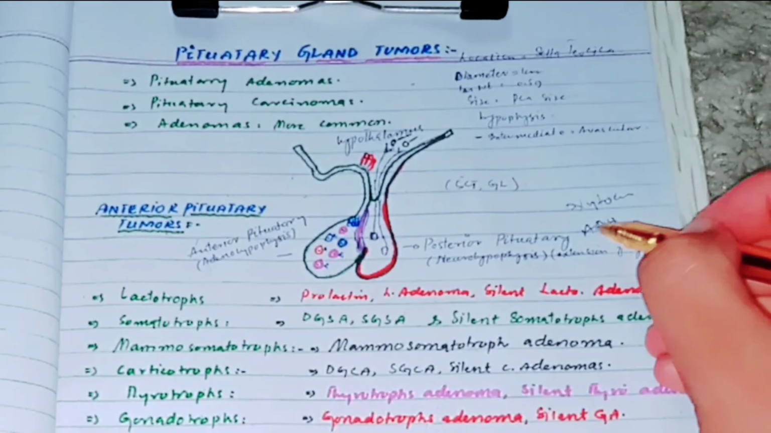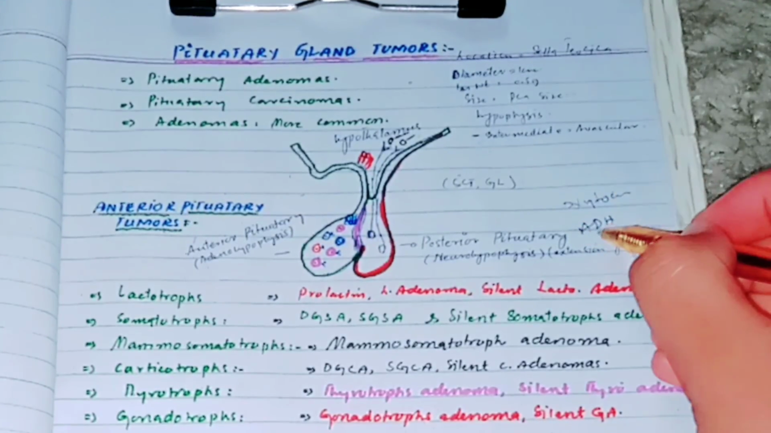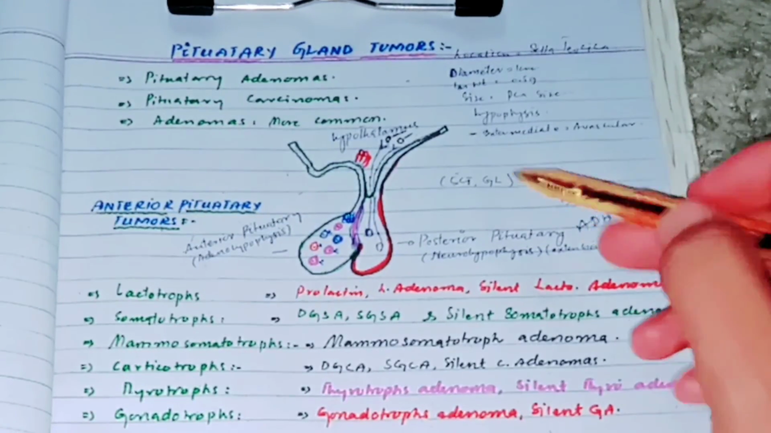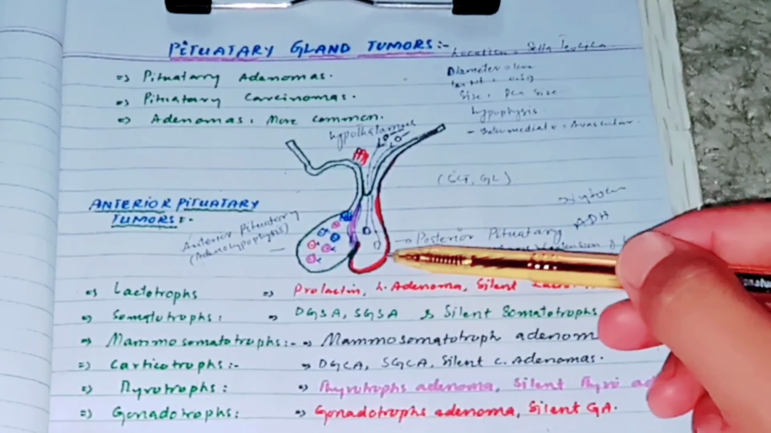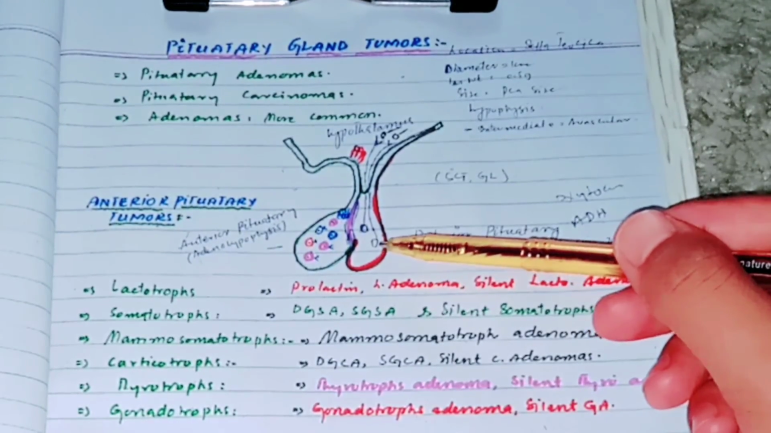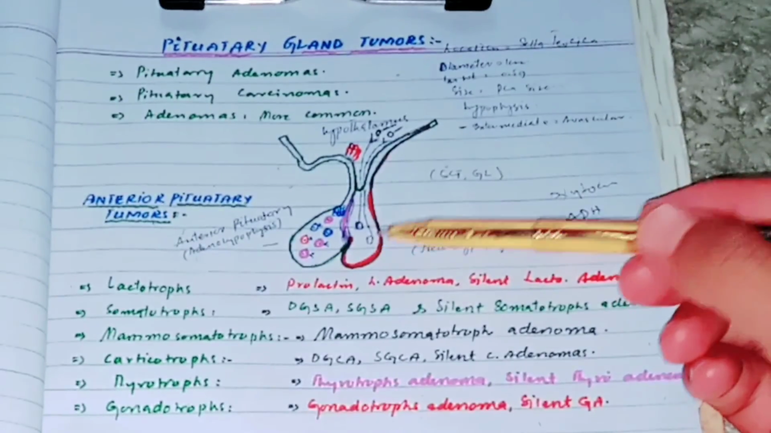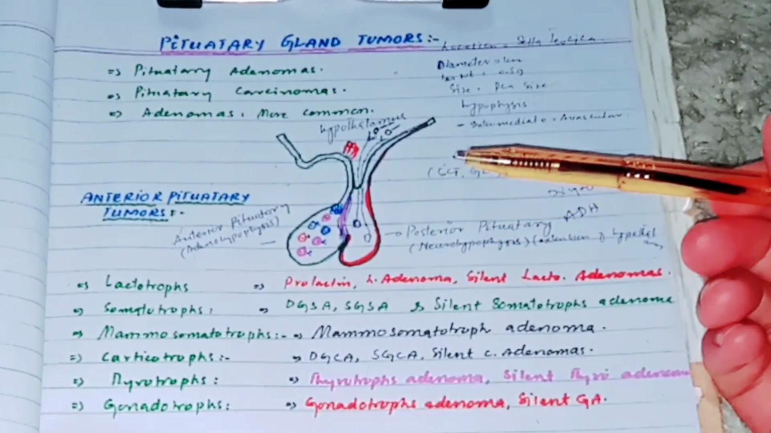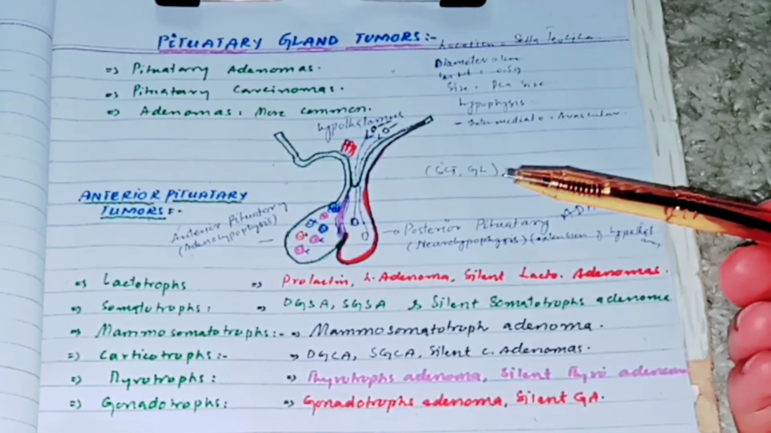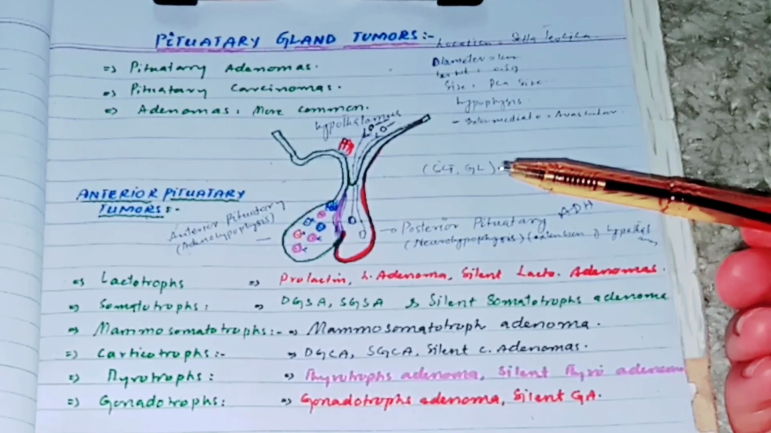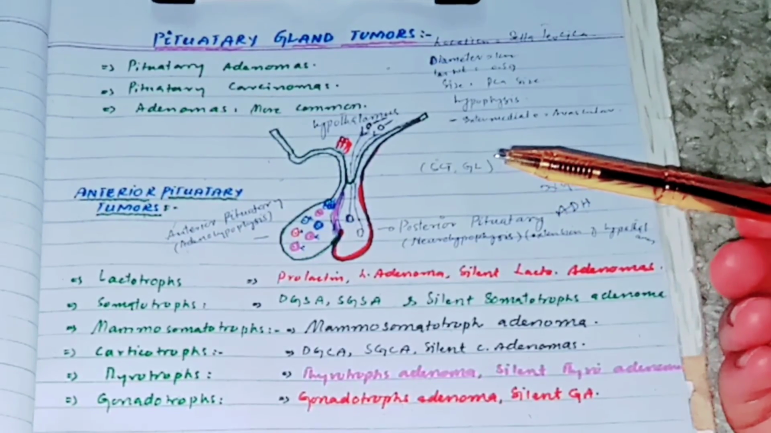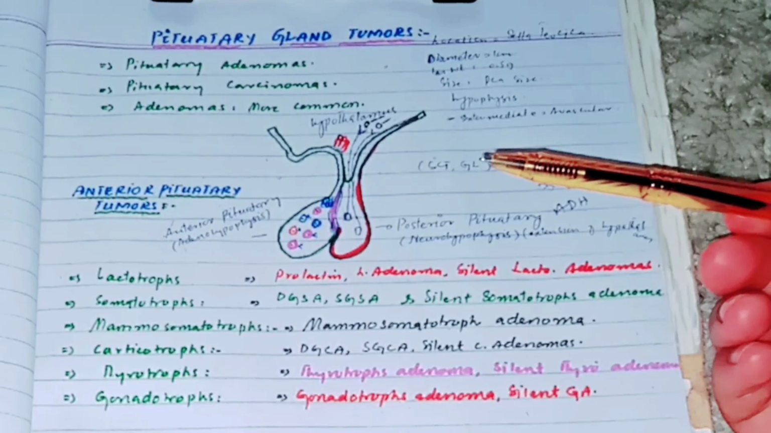The oxytocin and antidiuretic hormone are the two hormones which are produced in the hypothalamus. These hormones then go into the posterior pituitary, from which they are released into the blood, where they act on the target site and produce the response. So this was all about the anatomy and the physiology of the pituitary gland.